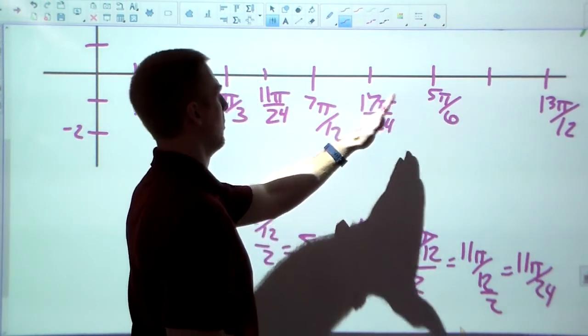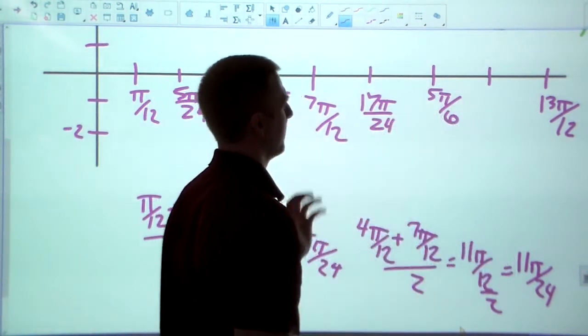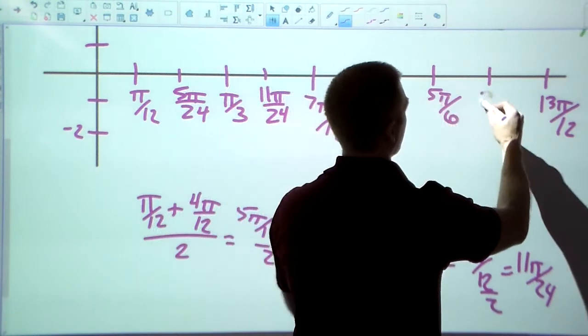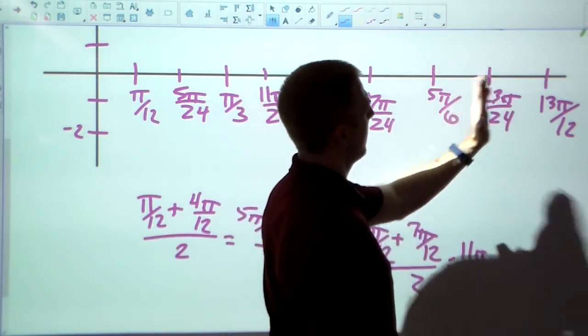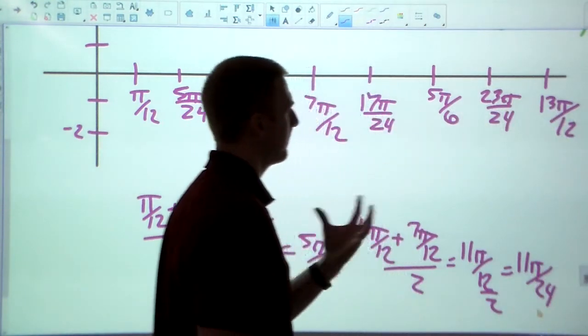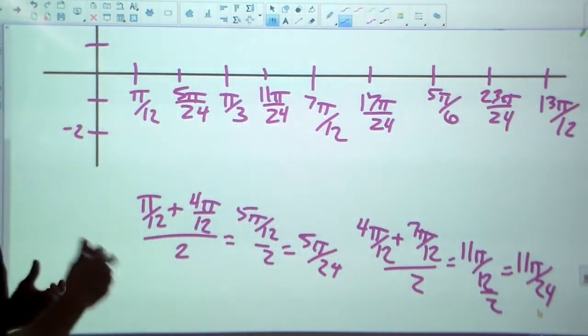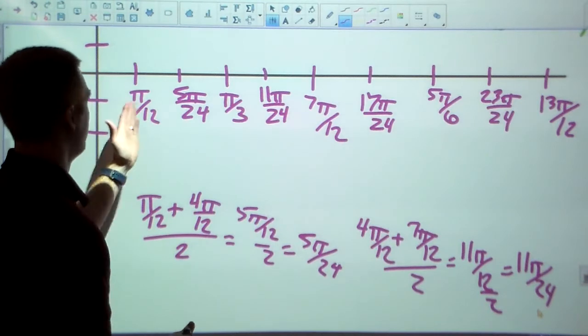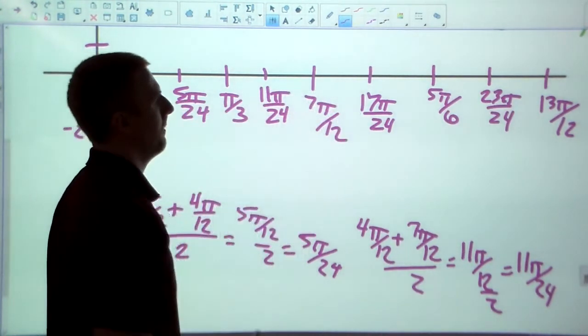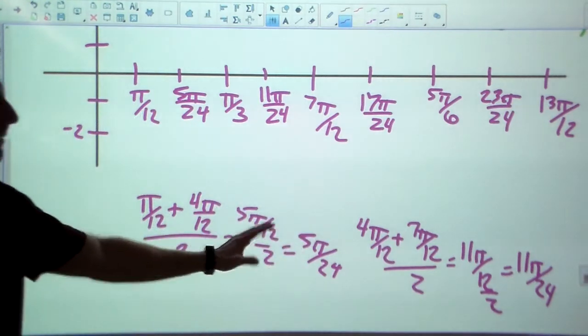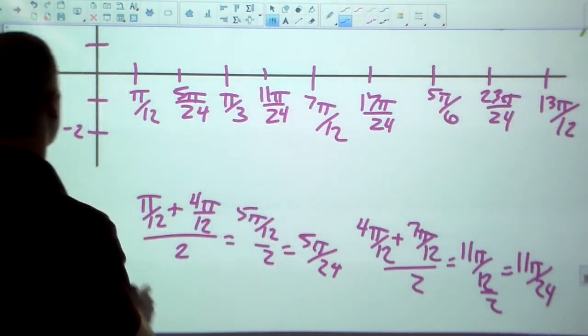If you did 3 more, it'd be 20 out of 24. So 5 over 6 makes sense. 23 out of 24, that'd be the next one. And then 26 out of 24 would be the last one. And that checks out too. So once you've done a couple of them, really, once you've got the first few, you can usually figure out a pattern and just count by that. But you can always do this midpoint stuff if you need to figure it out.